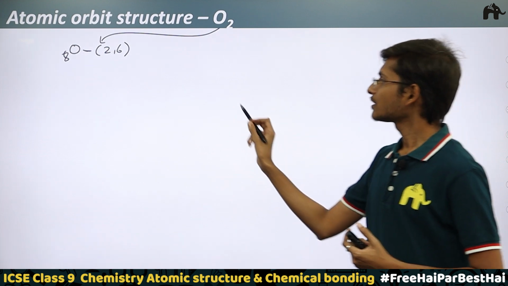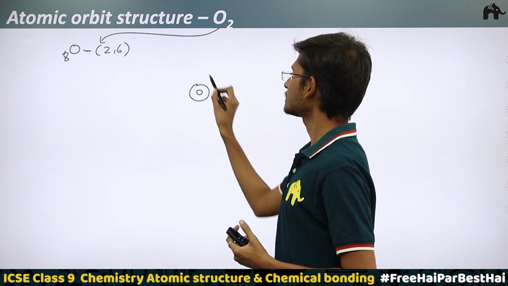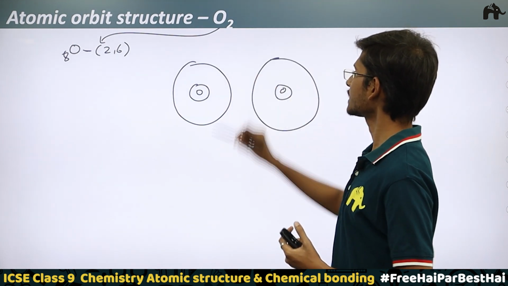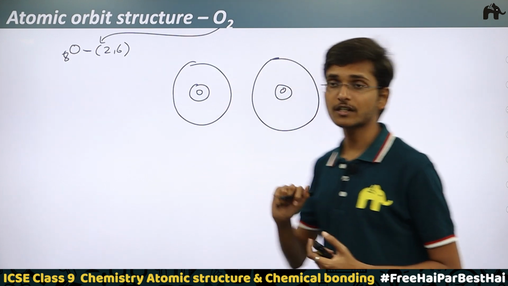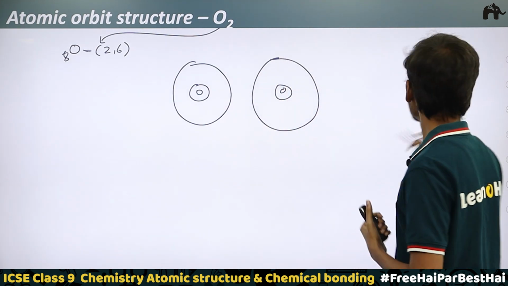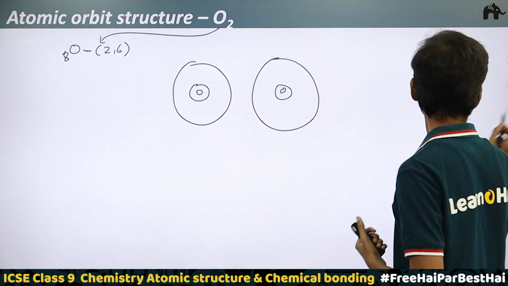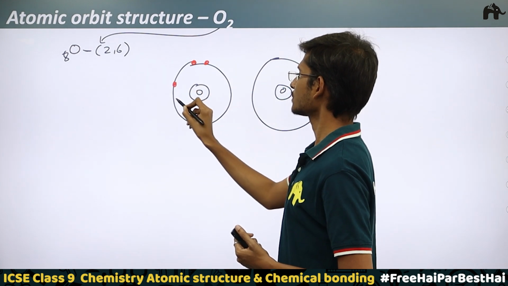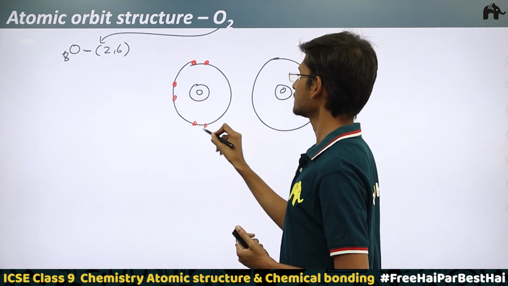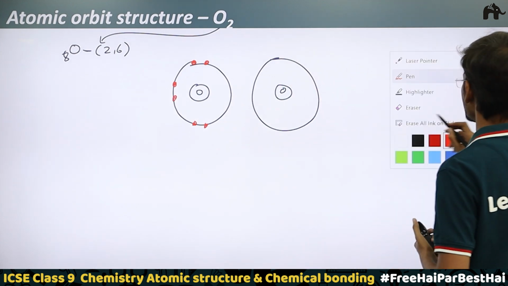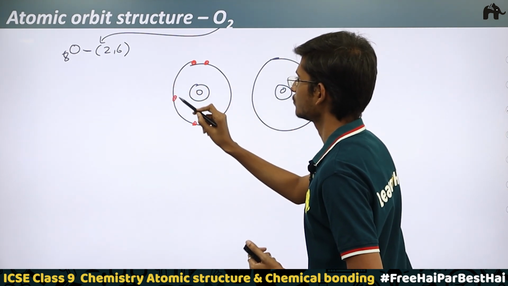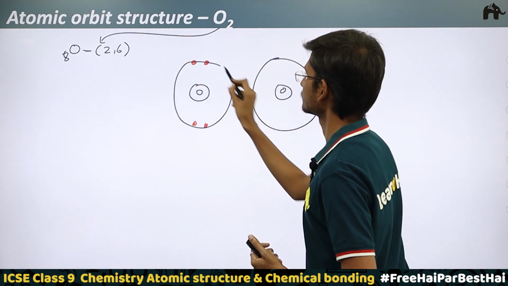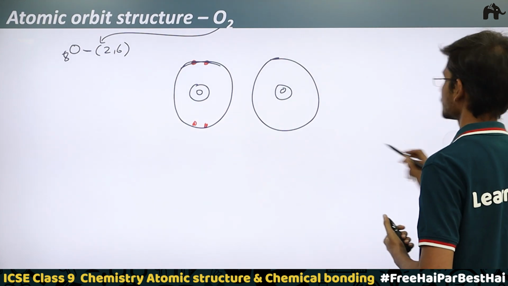Now here I would draw two oxygen atoms. This is the nucleus, this is the outermost shell of the oxygen atom, and this is the nucleus, this is the outermost shell of the other oxygen atom. I'm going to show 6 electrons in the outermost shell because in the electronic configuration it is 6. So 6 electrons like this, with dots: 1 2 3 4 5 6. I can show these 2 to this side.